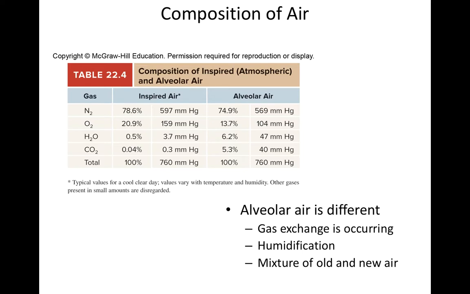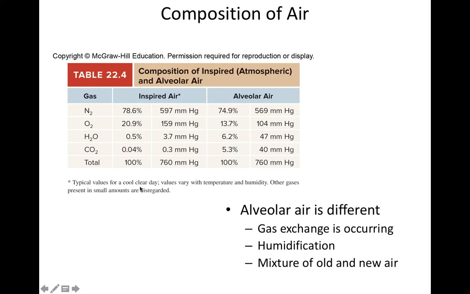So if we look at air, we basically have 4 major components here. It's primarily nitrogen, close to 80% nitrogen. And so the partial pressure of nitrogen is about 597. So basically, if you take 78.6% of 760, you're going to get 597. That's how you calculate the partial pressures. Oxygen makes up about 21%, and then a little bit of water and a small amount of CO2. So this is basically the air that we breathe.